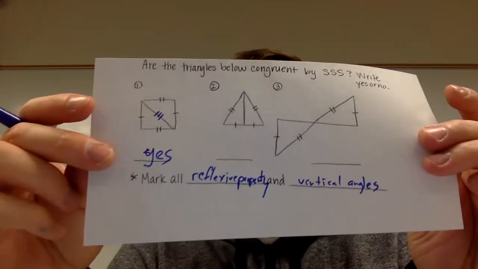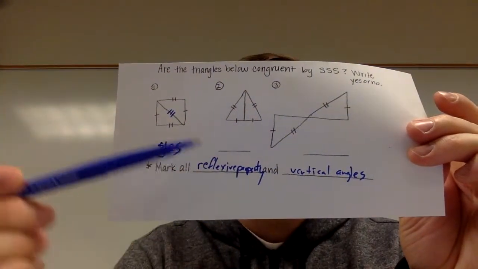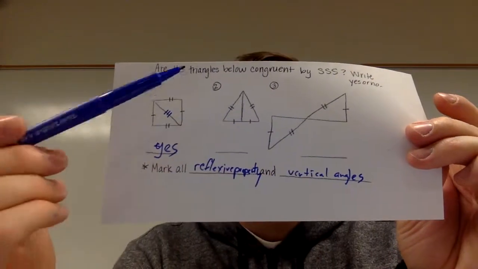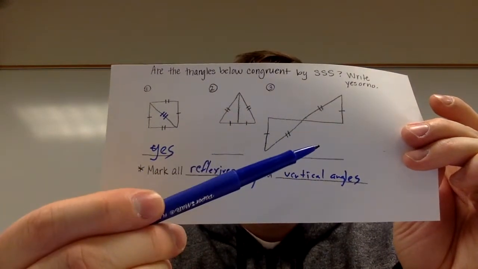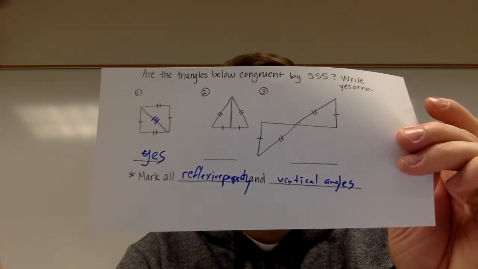Go ahead and mark all of the reflexive sides and angles in both of these, vertical angles, in both of these, number 2 and number 3, and then tell me yes or no based on whether you think the side, side, side postulate is demonstrated. I'll give you a moment to do that.